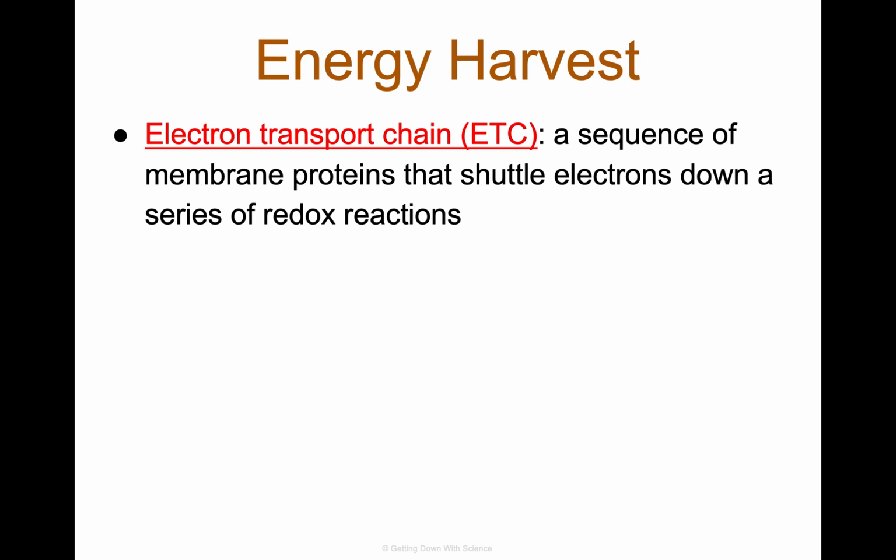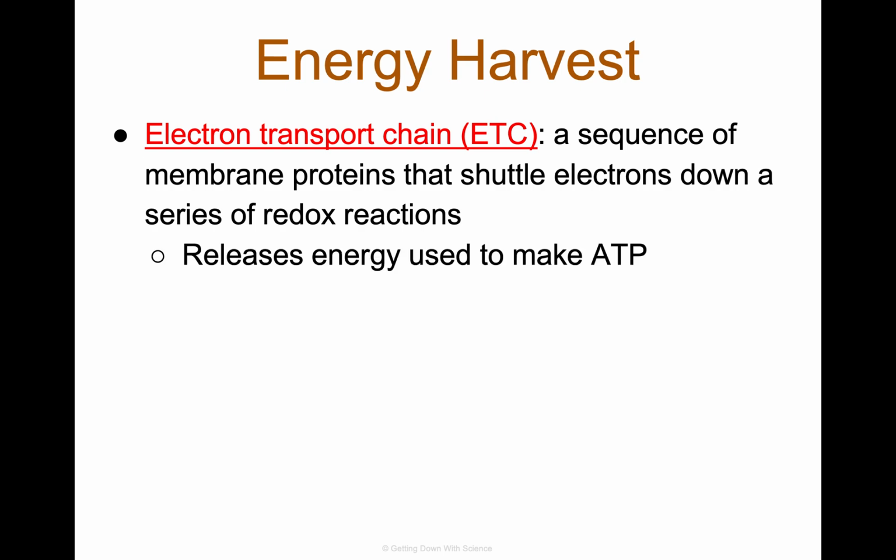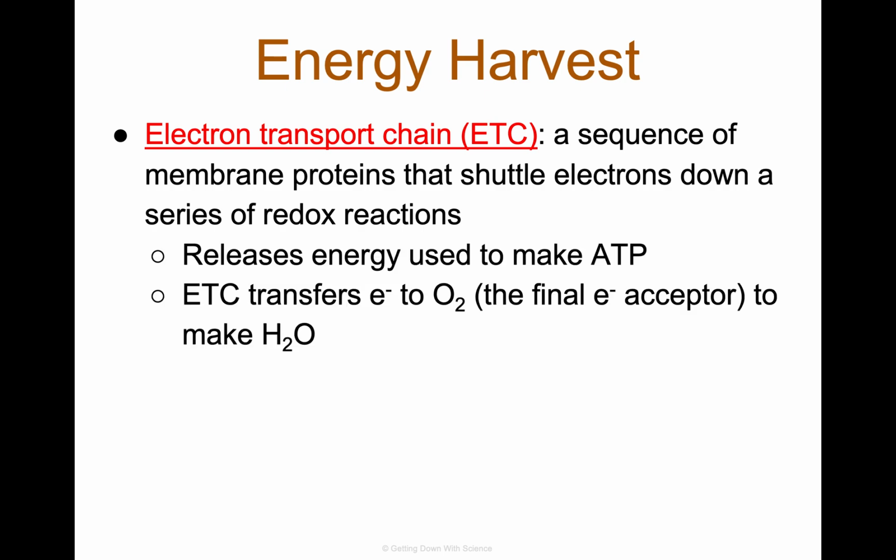The energy harvest starts at the electron transport chain. You guys are familiar with this. It is a similar mechanism to what we saw in photosynthesis. It's a sequence of membrane proteins, and they shuttle electrons down a series of redox reactions. Remember, redox is reduction and oxidizing reactions. One molecule will lose an electron, another will gain. It releases energy used to make ATP.